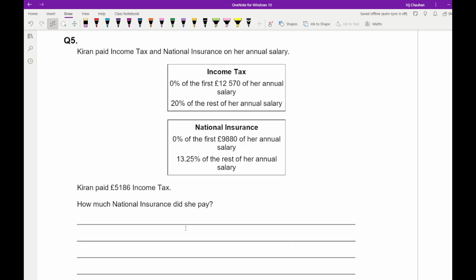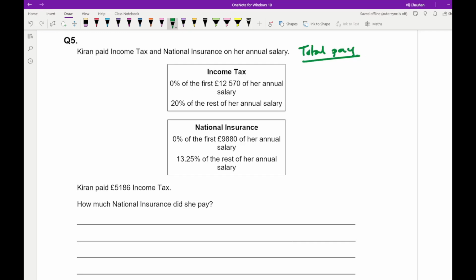Kieran paid £5,186 of income tax, and the question is asking us to work out how much national insurance she paid. So let's have a look at this particular question. Now the first thing we want to do is work out what her annual salary is. So for this, her total pay.